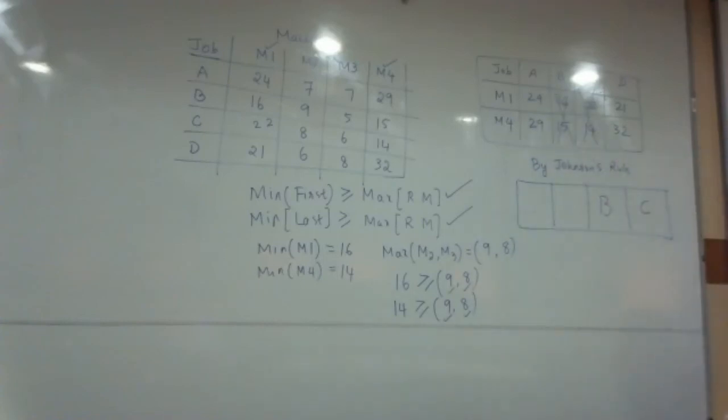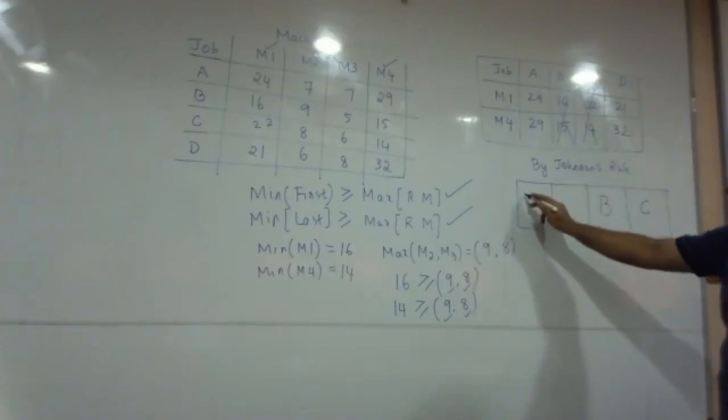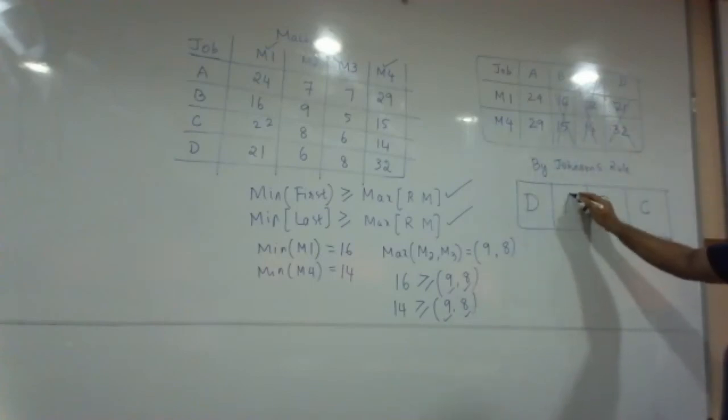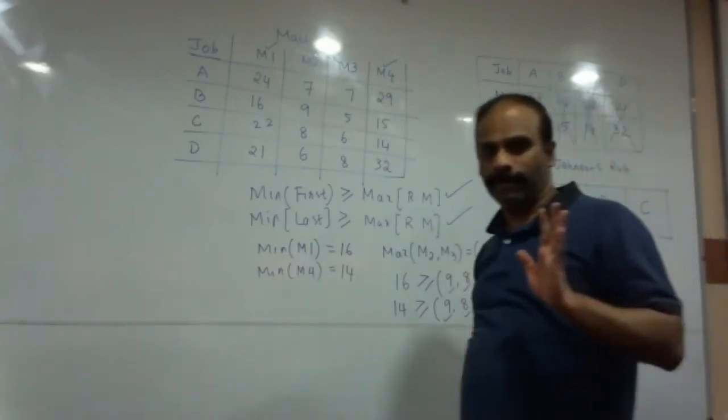Job D. Okay, D is there. So D, you can see it's happening on the first machine. Therefore, I'm supposed to write it here. Okay. And finally, the last value you can directly write as it is. So this is the order. So D, A, B, C is the order in which the jobs have to be processed.